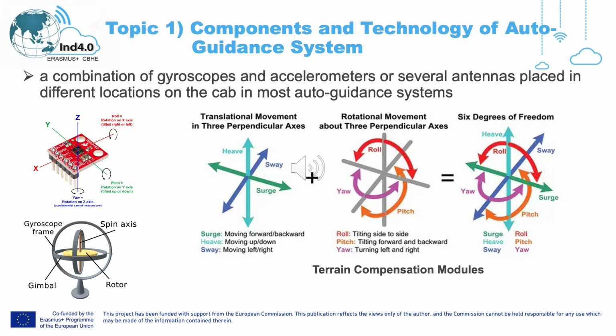To compensate for these attitude challenges, most auto guidance systems include a combination of gyroscopes and accelerometers or several antennae placed in different locations on the cab. A gyroscope sensor is a device that can measure and maintain the orientation and angular velocity of an object. These are more advanced than accelerometers because they can measure the tilt and lateral orientations of the object.